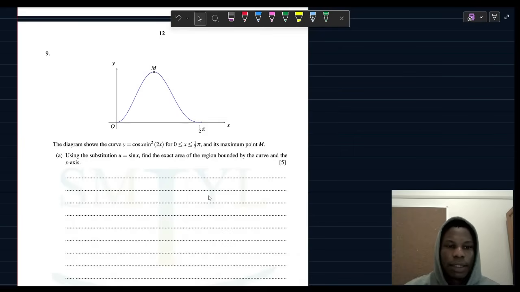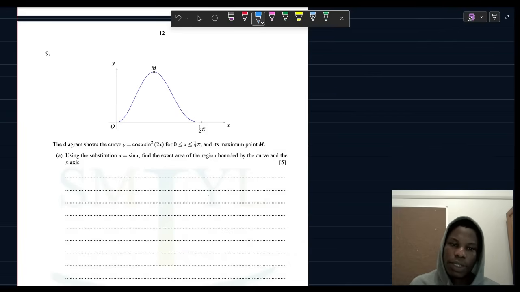Number 9. The diagram shows the curve y is equal to cos x sine squared 2x for x between 0 and a half pi, and its maximum point M. Part A. Using the substitution u is equal to sine x, find the exact area of the region bounded by the curve and the x-axis.